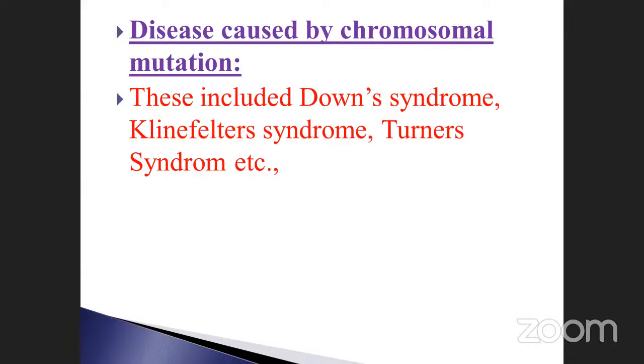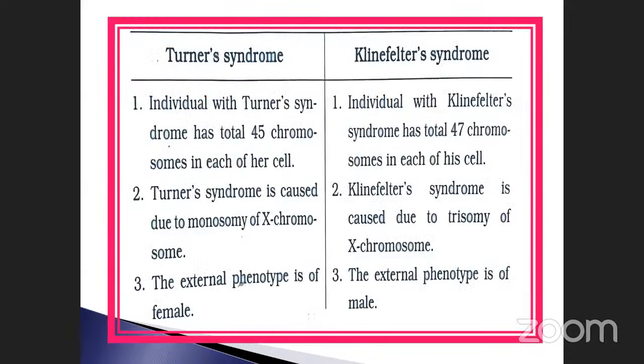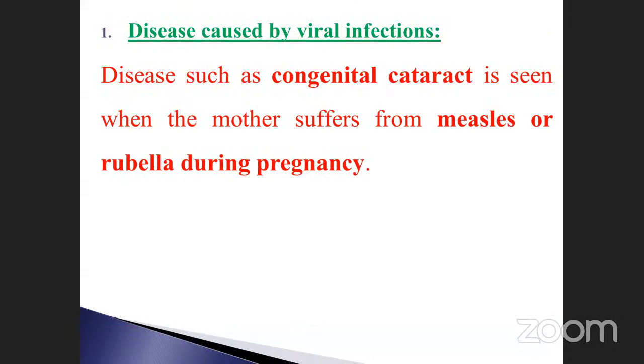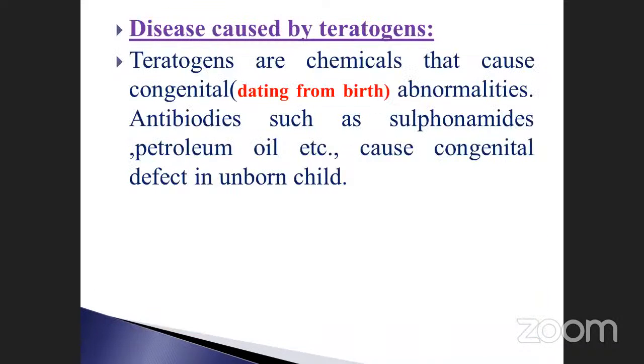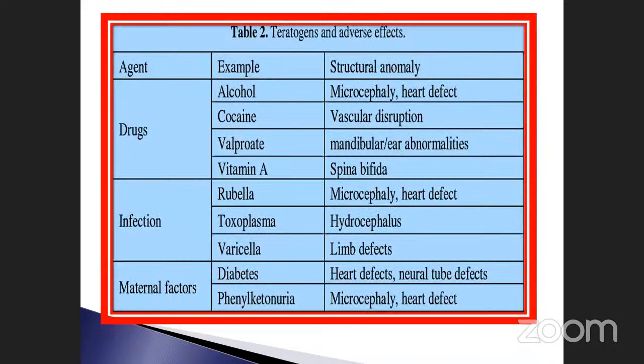So these are all our chromosomal mutation diseases, which we already discussed: Turner syndrome and Klinefelter syndrome. Now congenital diseases. This is caused by the teratogen. Teratogen is nothing but chemical substances that induce mutations. What are the types of teratogens already given here? Drugs, infection and maternal factors. And these are the components.